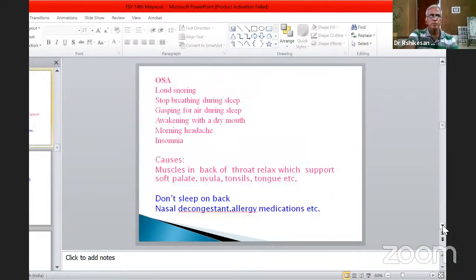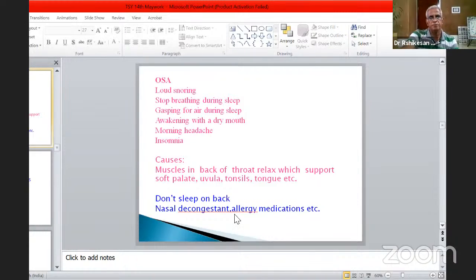So the symptoms are loud snoring and stopping of the breath. But if the person does not know, then the sleep will not be proper. The person will be very weak, and will not have energy in the daytime. If the person is getting disturbed, the sleep is getting disturbed. Sleep is one of the most basic requirements.